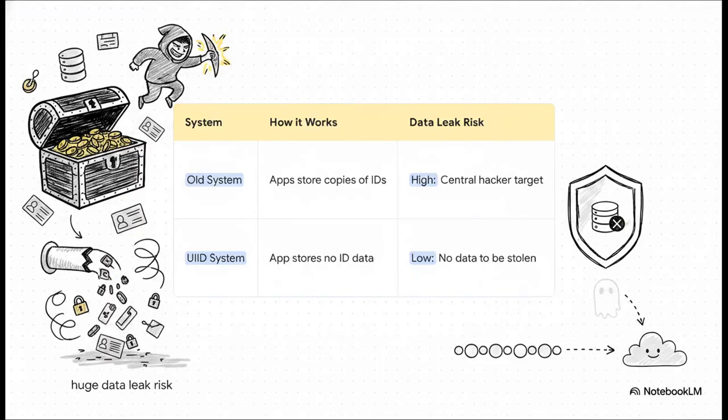And when you put the old way next to this new way, the difference is night and day. The old system forced apps to collect and store copies of your ID, creating this giant, tempting treasure chest for hackers. The risk of a leak was huge. With the UID system, the app stores nothing sensitive, so there's no central pot of gold for hackers to steal. The risk just plummets.